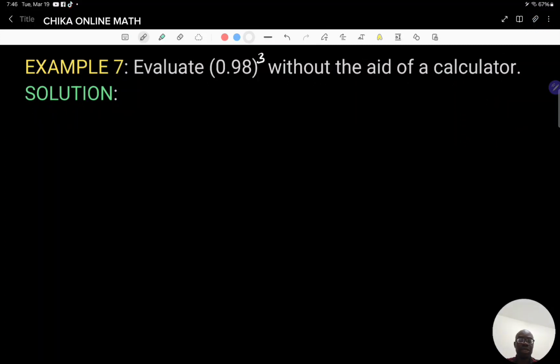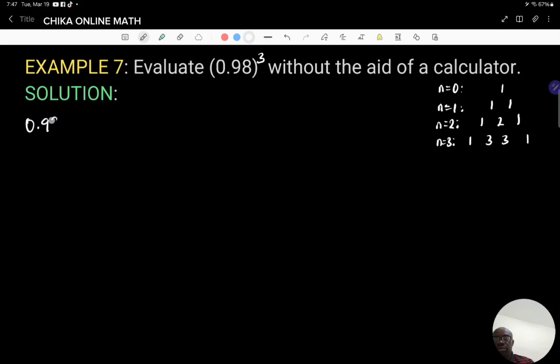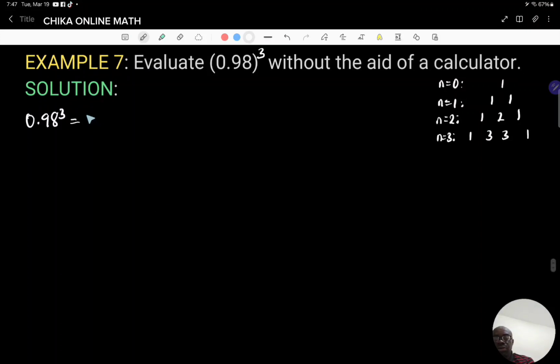Next we'll do example 7. In our last example, example 7, we have to evaluate 0.98 all raised to the power 3 without the aid of a calculator. To solve that, instead of writing 0.98 as it is, we'll write it as 1 minus 0.02, because powers of 0.02 are easier to calculate than powers of 0.98. So it's raised to power 3.